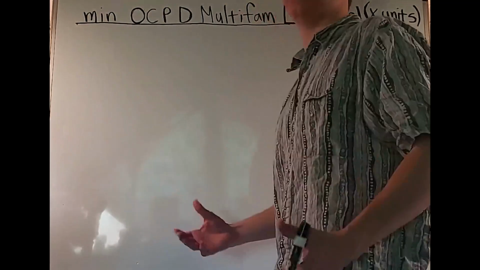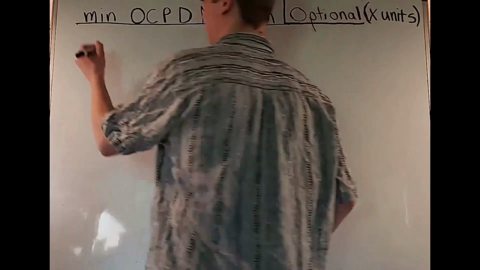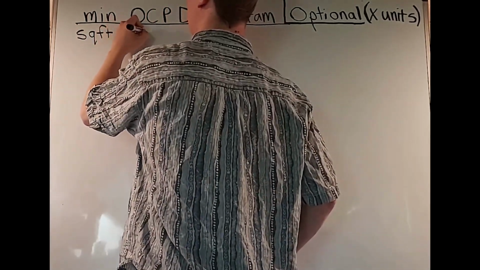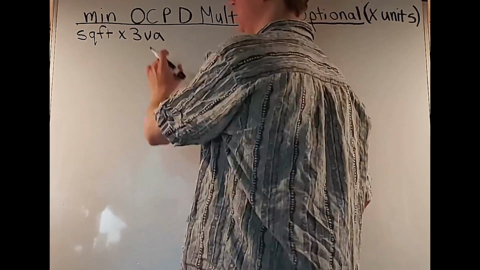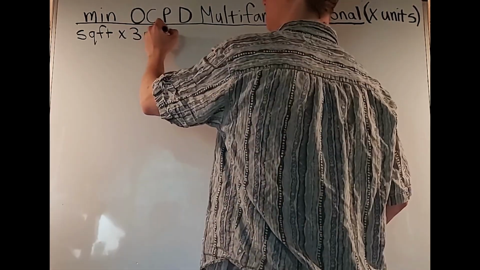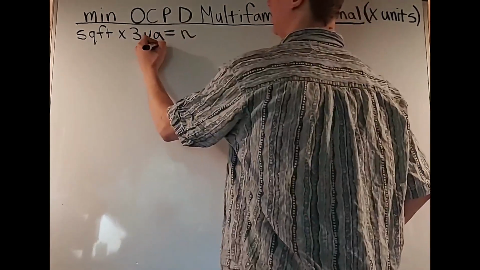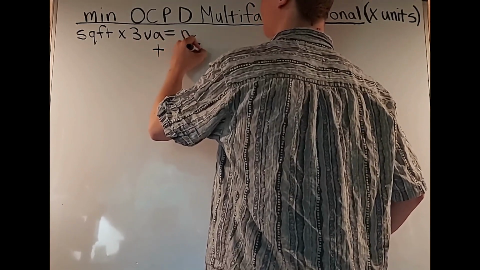Okay, every time, no matter if we're doing optional method or standard method, we're always going to have our square feet, and we're also going to always times that by 3 volt amps. No matter if we're optional or standard method, we need 3 volt amps per square foot. When we multiply those together, we're going to get a number I'm going to call N, and then at almost all times, we're going to add 4,500 to that.